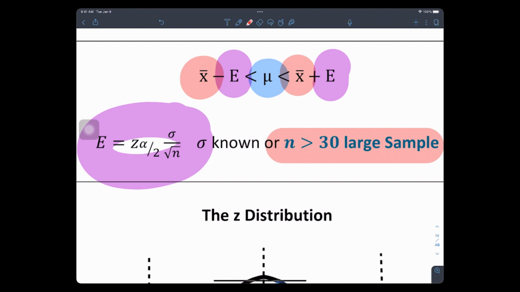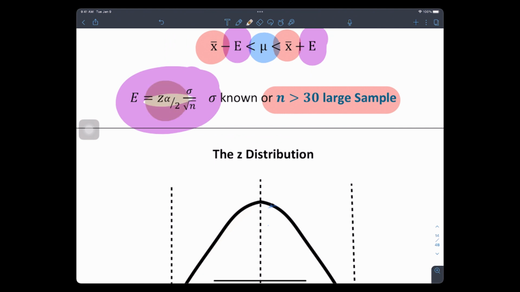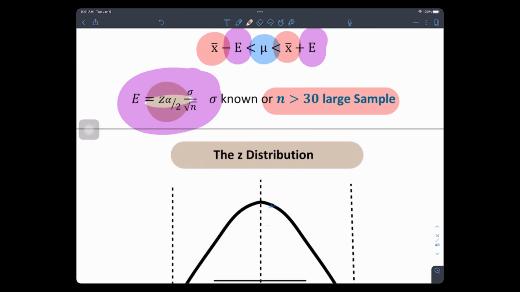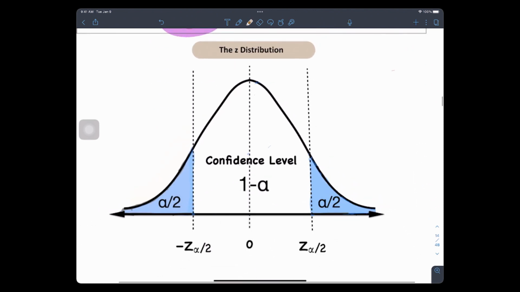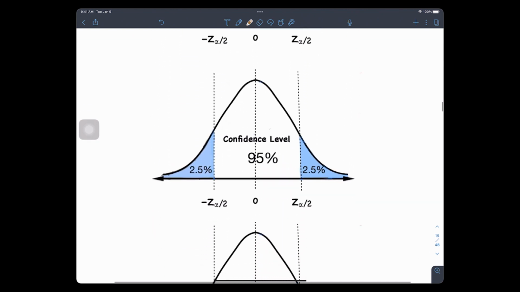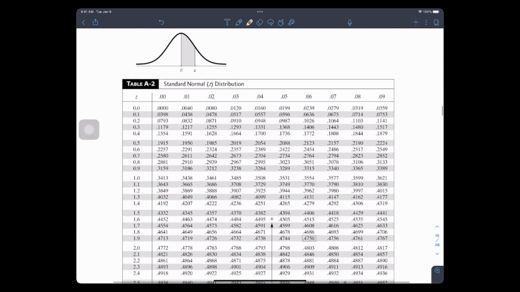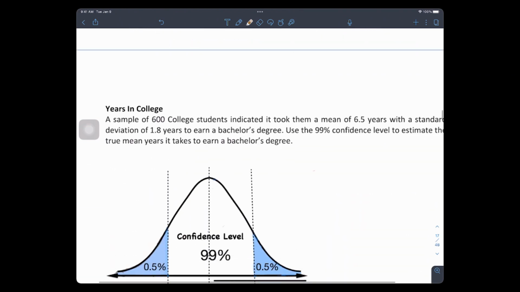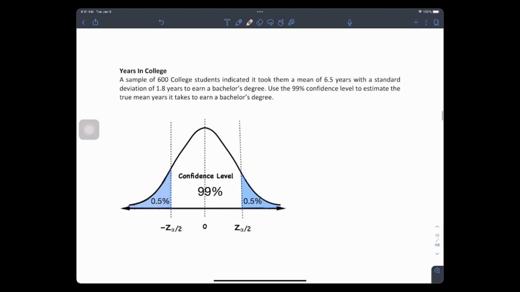So in the past, yes, it's the same thing. In the past, you needed the Z alpha over 2 with a Z distribution, and you had the same format. This is the confidence levels, 99%, 95%, 90%. Those are typically what they ask you. And yes, in the past, you had to use a Z table. But, ladies and gentlemen, we're not going to use the past. We're going to use a TI.